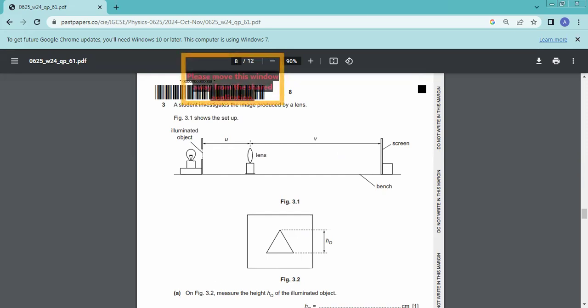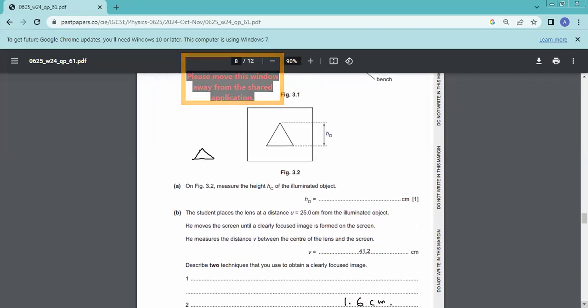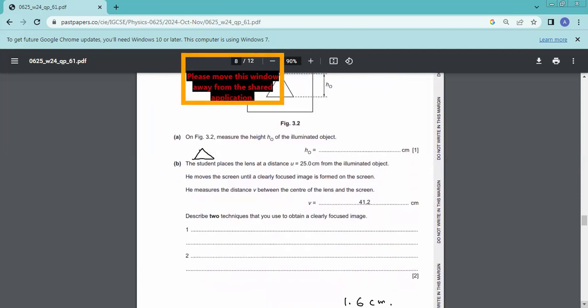On figure 3.2, measure the height HO of the illuminated object. If we plot it here, it's like that. The value of HO is roughly 1.6 centimeters. The student then places the lens at distance u of 25 from the illuminated object and moves the screen until a clear focused image is formed on the screen. He measures the distance v between the center of the lens and the screen. Now describe the two techniques used to obtain a clear focused image.